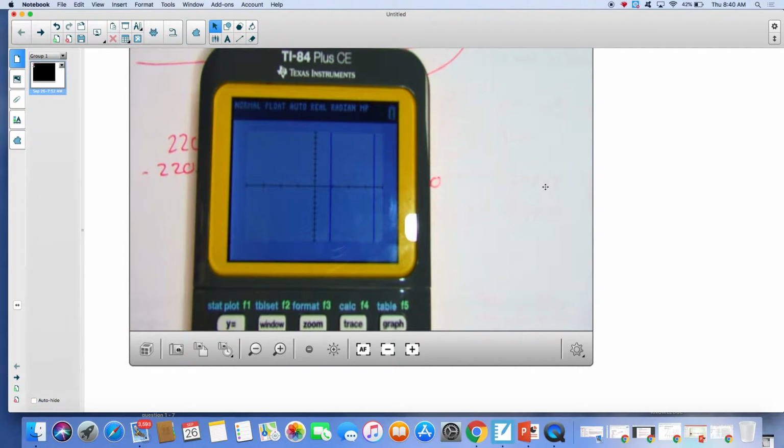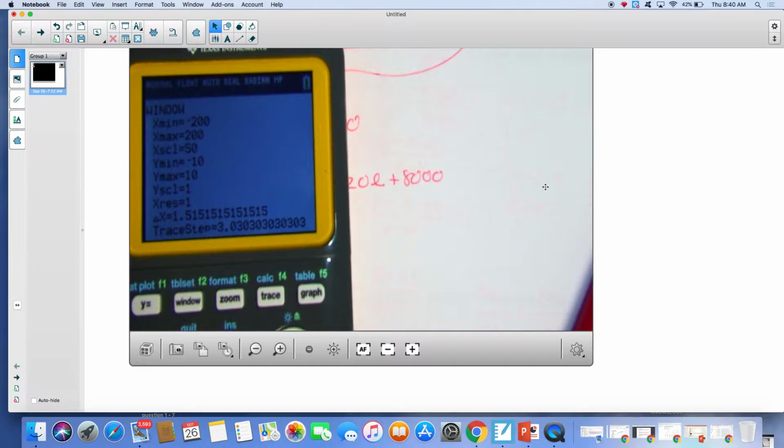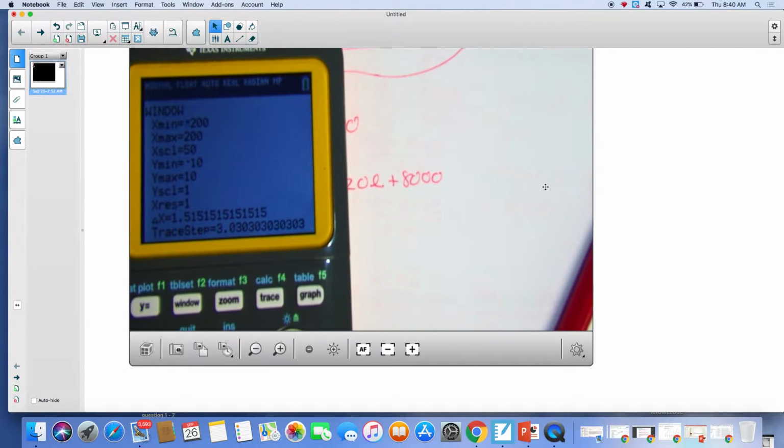There it is. I don't care about the vertex. I don't care about how high it is. I just want to find those x-intercepts. So my window, if you need to see it again, is negative 200 and 200. That got me out way far on either side. I went by 50s. And then I put my y maximum and minimum between 10 and negative 10, so that it would show my x-axis right in the middle.